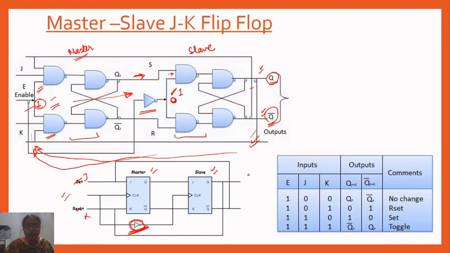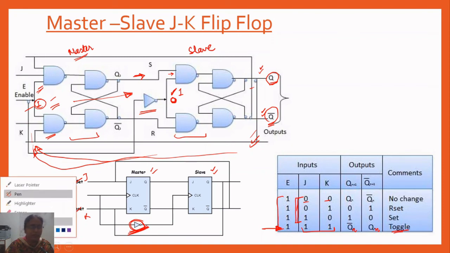From the truth table, you can see when it is enabled, J is 0, K is 0. The first three cases are the same as they are coming. Now in the JK flip flop, when J is 1, K is 1, we are getting the toggle state. Toggle state means that we get the complement of the previous output. We can also verify this last state here in the master slave JK flip flop.